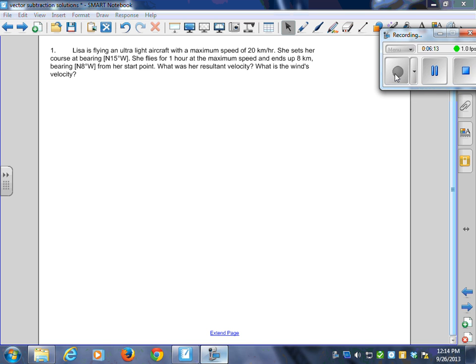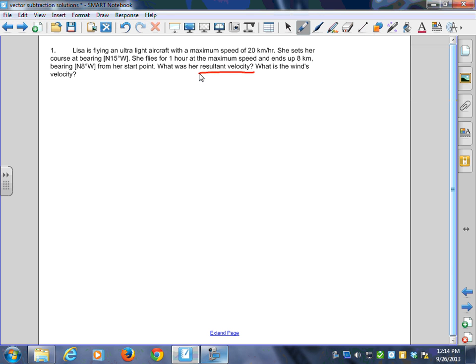This one here, Lisa's flying an ultralight aircraft with a maximum speed of 20 kilometers an hour. She sets her course at a bearing of north 15 west. She flies for an hour at the maximum speed and ends up 8 kilometers bearing north 8 west from her start point. What was her resultant velocity and what is the wind's velocity? So there's actually 2 questions here. We're first asked for her resultant velocity, okay?